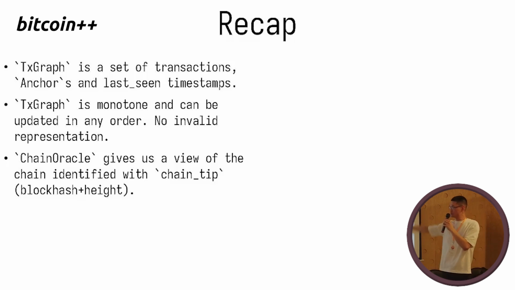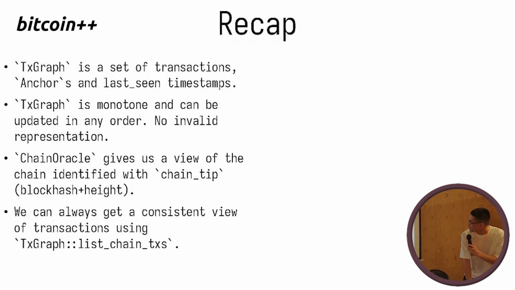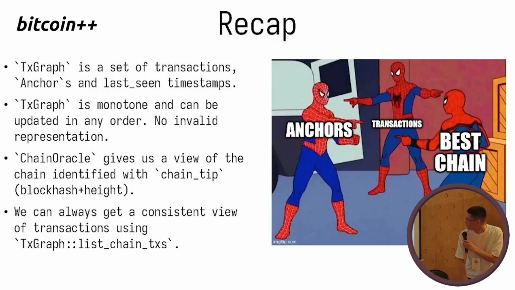So, recap: transaction graph stores the seen transactions, and you also put metadata, anchors and timestamps. Anchors anchor to the chain. Timestamps are what you use to compare different transactions. Transaction graph updates are monotone, so they can be applied in any order. It's very nice to work with, especially in async. And then the chain oracle brings everything together, so we can extrapolate a consistent history. This is the first meme that BDK is not very good. It's just things pointing to each other. It's a good representation of what's happening on chain.